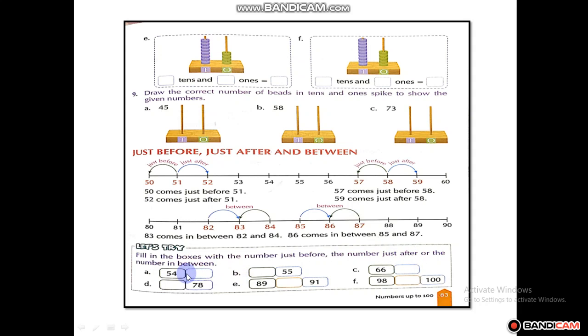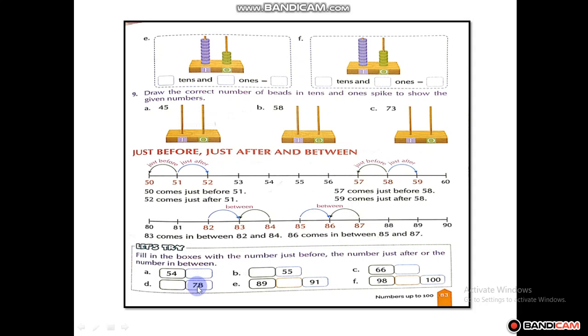This you can easily do because the boxes are given in front and at the back. This you can do, but the problem is here. How to read and understand, that is more important. So just go with this first. This you can do easily.